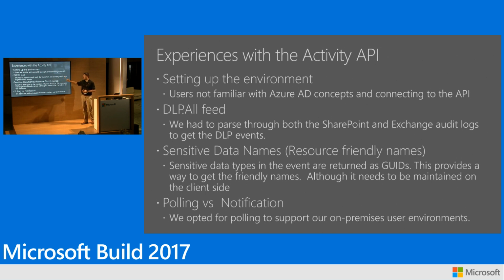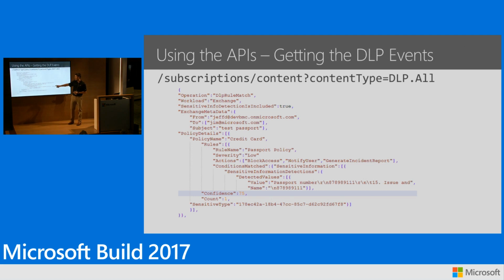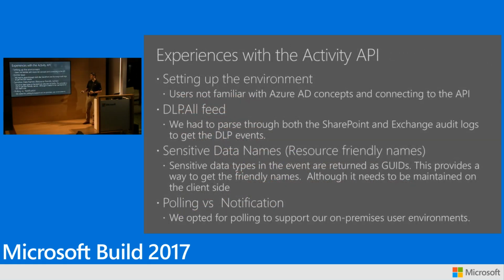This was great. As well, the sensitive data type names, like I mentioned earlier. Right now the sensitive data type is returned as a GUID, so from our side, we have to go in and give it the friendly names. But what this allows us to do is localize it, because the API for the sensitive friendly names does provide localized values. So we can get information for all the languages, so it's not hard-coded into the English language.